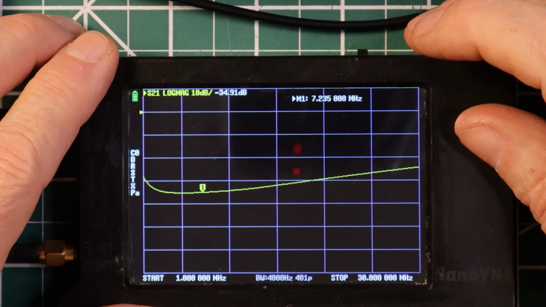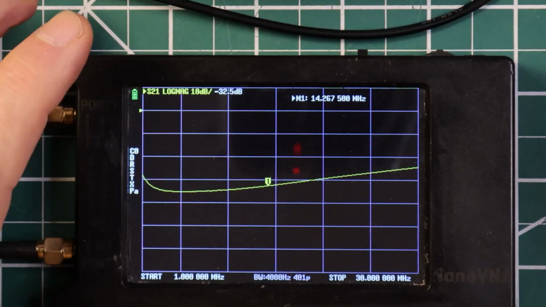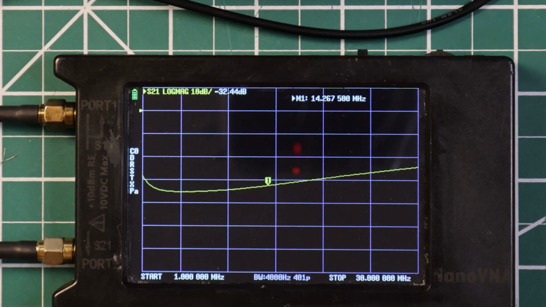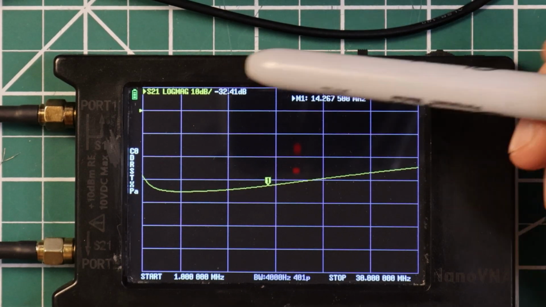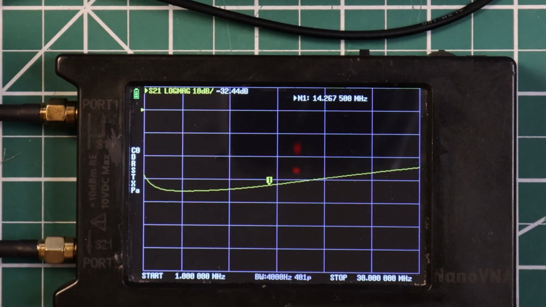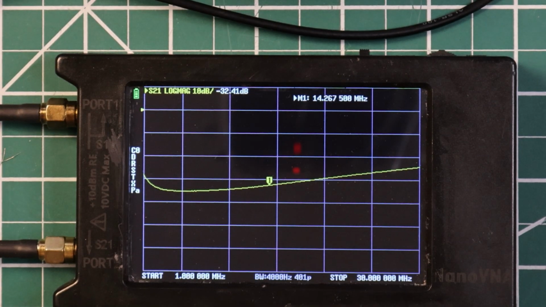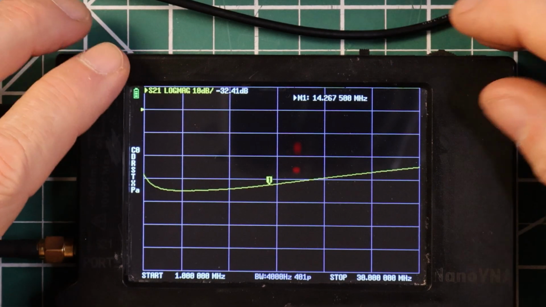Good. So it's working. Go on up to 20 meters, and we'll just measure it right there, 14.267. Got a negative 32. So again, that's halving whatever is coming back 10 times approximately, between 9 and 10 times. So it's doing its job.